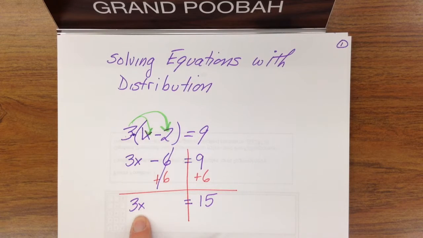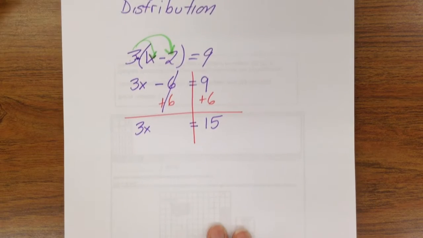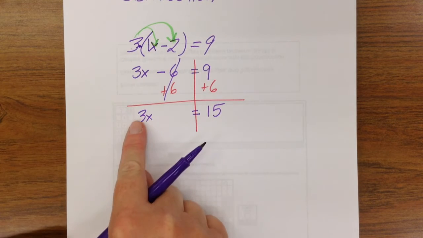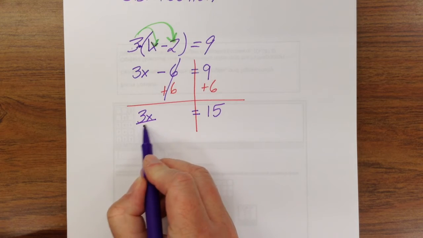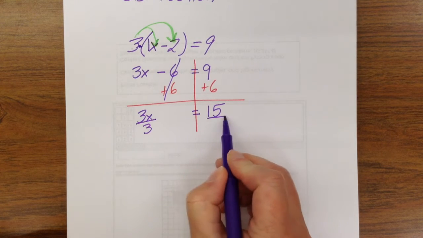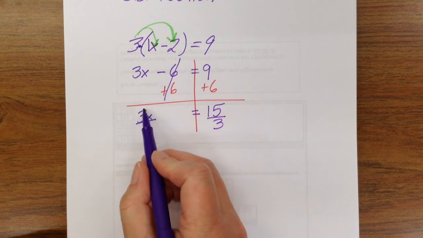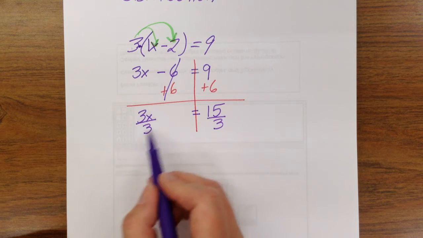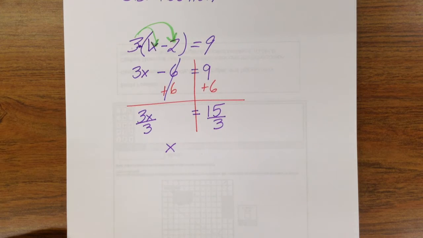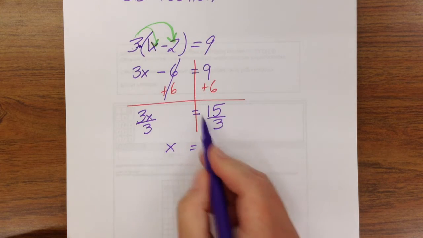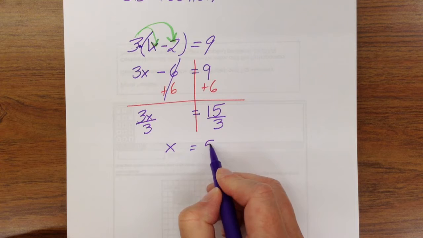The x is almost alone, but not quite. So what are we going to do? We're going to get it alone by undoing. This is 3 multiplied by the x. I will divide by 3 on both sides. 3 divided by 3 is 1. 1 times x is just x. The x is alone. On the right side, 15 divided by 3, 5.